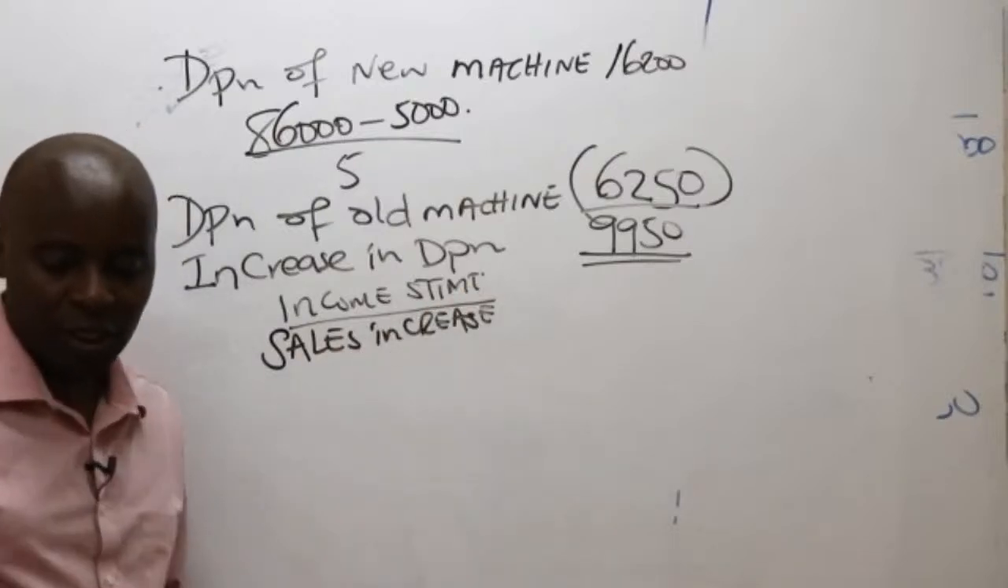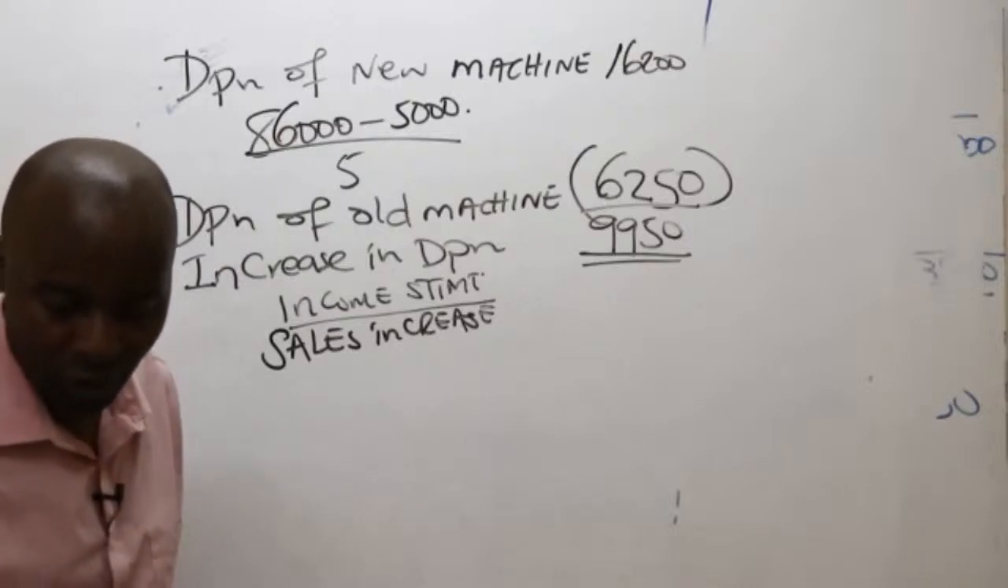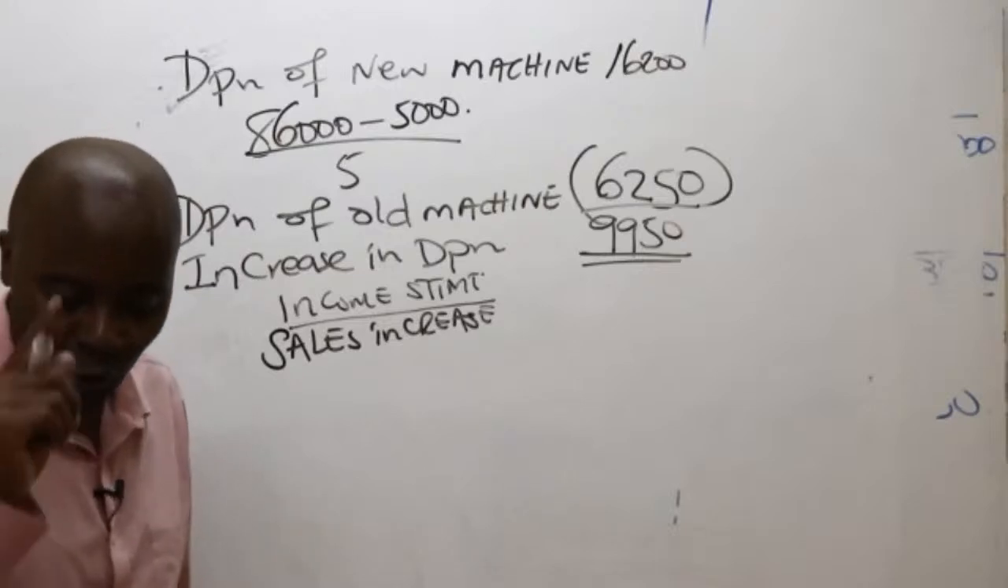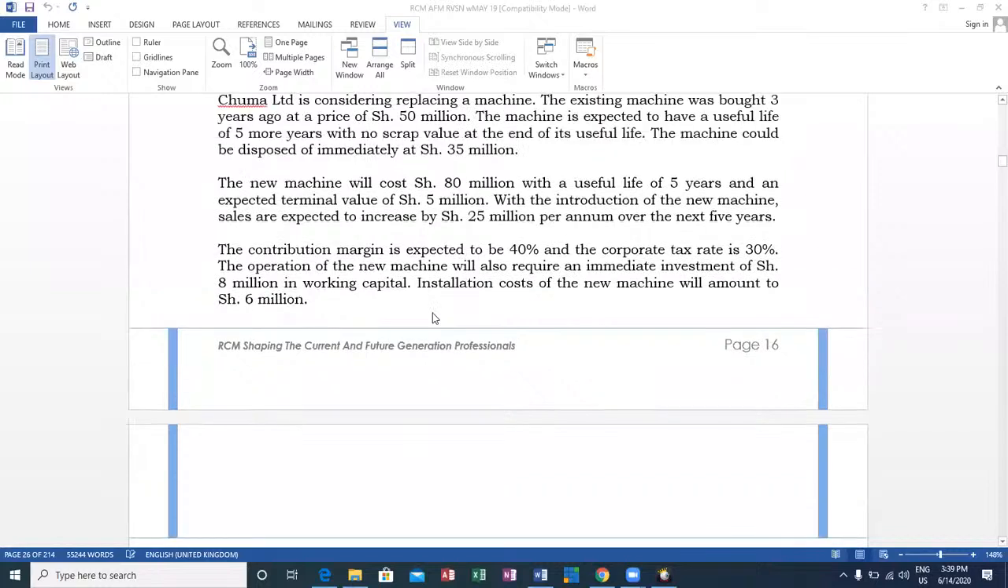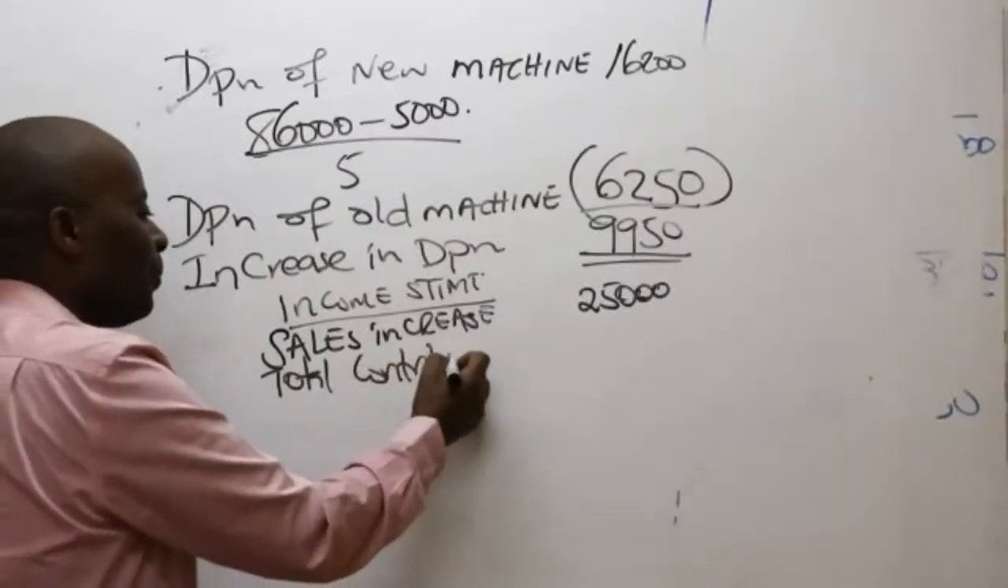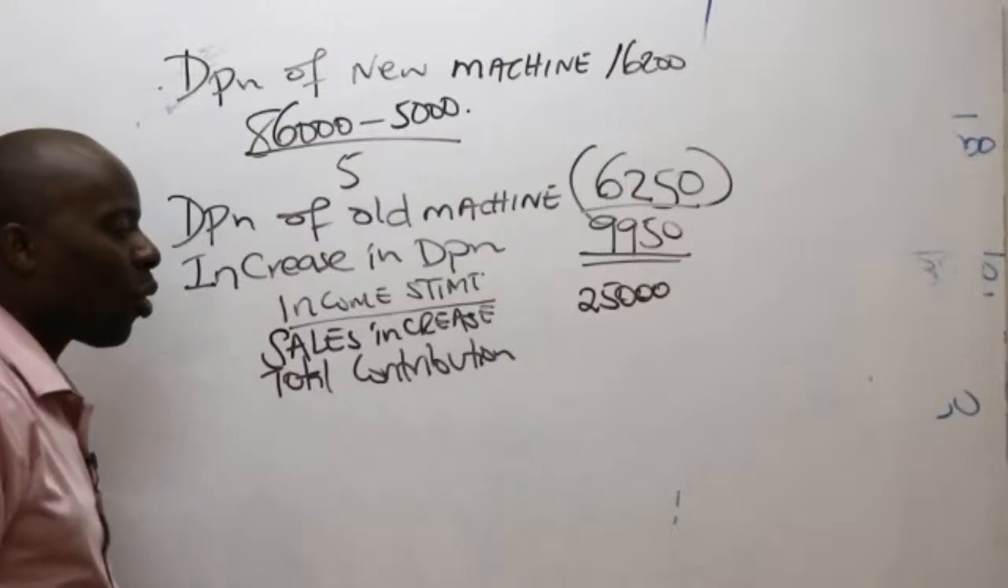So the sales increase, ladies and gentlemen, what do we have here? Look at paragraph number 2, sentence number 2. With the introduction of the new machine, sales are supposed to increase by 25,000. Look for expenses, we subtract. Actually, here there is nothing to subtract. They have given us the contribution margin. So given the contribution margin, I should be able to get the total contribution.